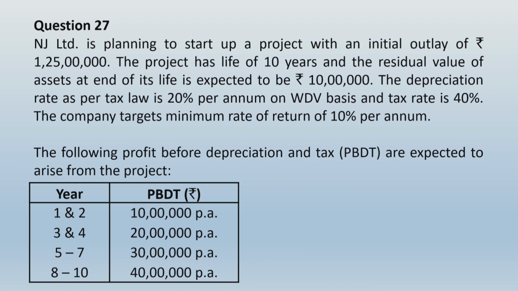The depreciation rate as per tax law is 20% per annum on WDV basis. Tax rate is 40%. The company targets minimum rate of return of 10% per annum. The following profit before depreciation and tax, that is PBDT, are expected to arise from the project. They have given for year 1 and 2 rupees 10 lakhs per annum. For 3 and 4 it is 20 lakhs per annum. For year 5 to 7 it is 30 lakhs per annum, and for years 8 to 10 it will be 40 lakhs per annum.